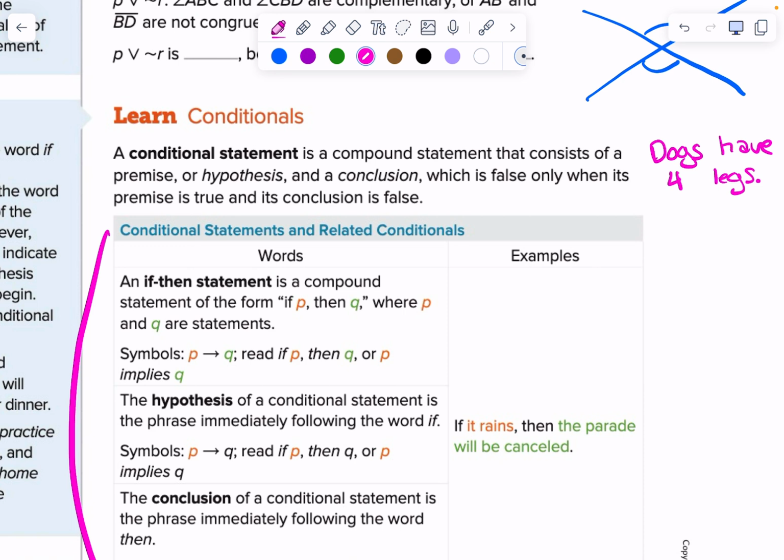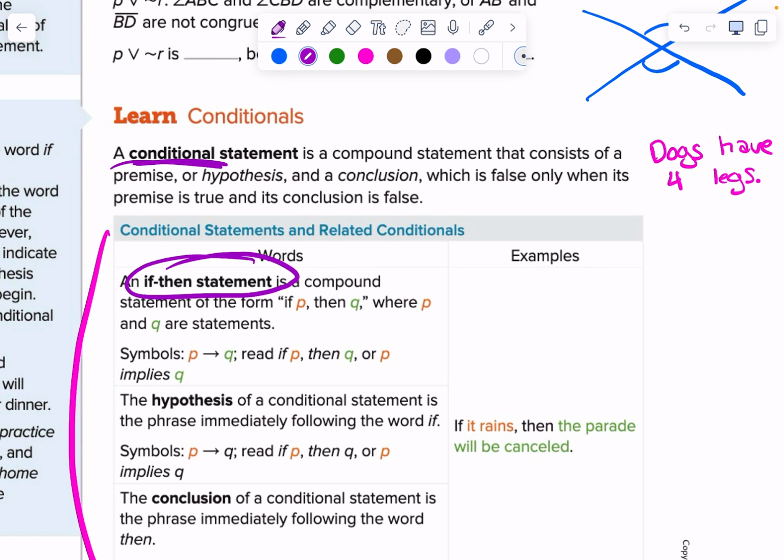All right, that is a statement, but we want to write this statement in what's called conditional form, or if-then form, right? If-then statements. So I want to insert an if and a then into this statement that says dogs have 4 legs. I understand that some dogs have 3 legs, some dogs have 2, whatever, okay? But in general, a normal dog has 4 legs. Don't go off of that. Dogs have 4 legs.